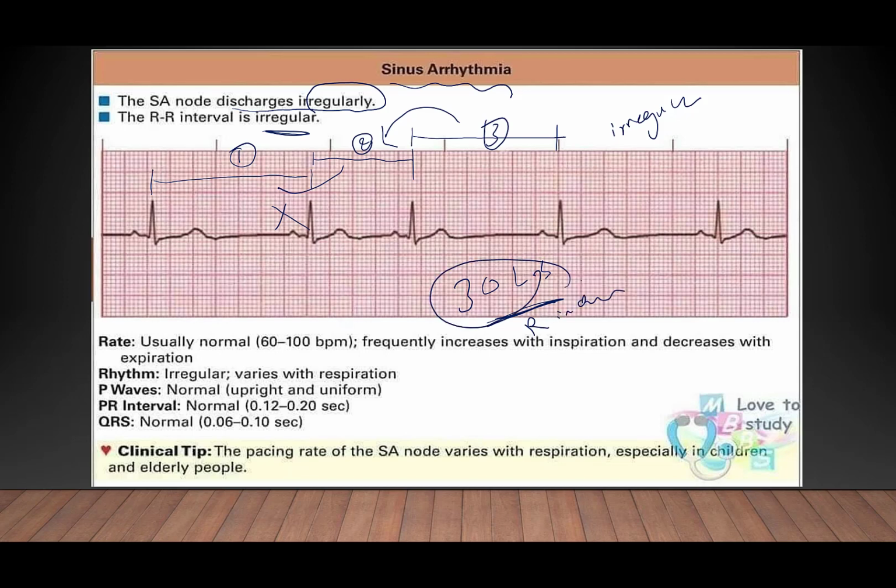So the heart rate is calculated by enumerating the 30 large squares and then counting the R in the QRS complex during 30 large squares, or 6 seconds. The rate is usually normal, about 60 to 100 beats per minute, frequently increasing with inspiration and decreasing with expiration in sinus arrhythmia. P wave is normal, upright and uniform. QRS is normal and PR interval is also normal. The pacing rate of the SA node varies with the respiration, especially in children and elderly people.